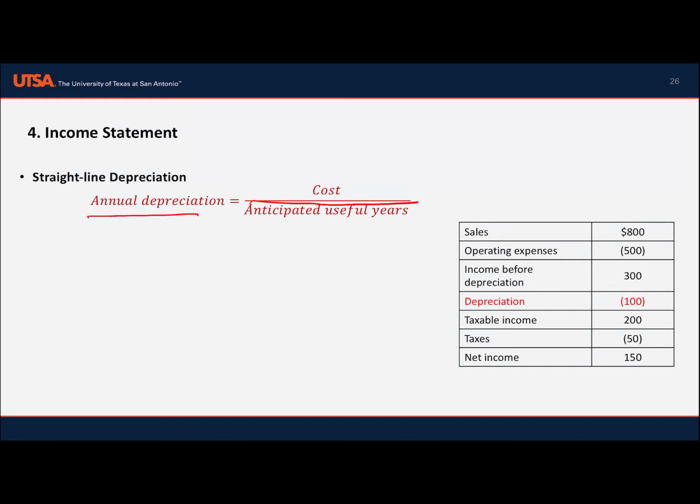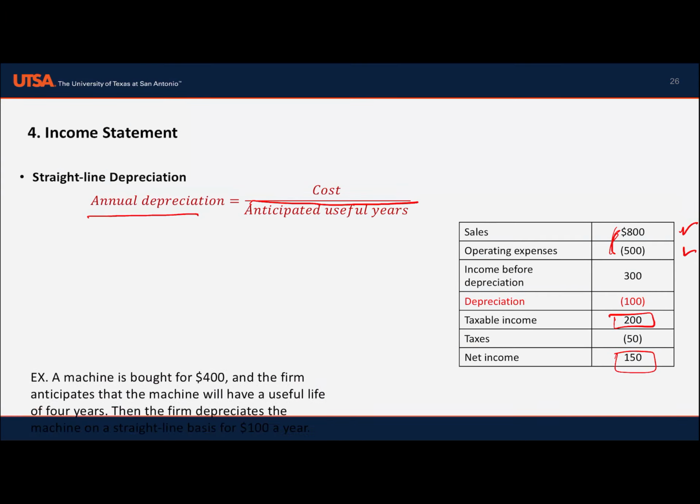So in the income statement, you will see the sales, you will see operating expenses, and income before depreciation, the difference between 800 and 500, which is 300, and depreciation is 100, and taxable income is 200 because you subtract depreciation from the income before depreciation, and you will pay, let's say, $50 in taxes, and your net income is 150.